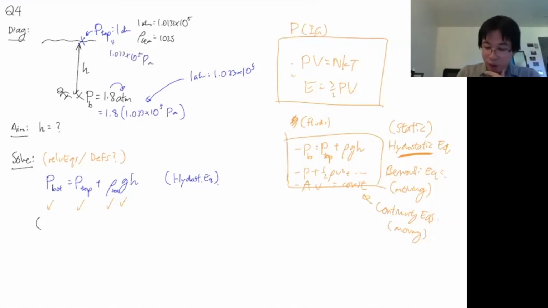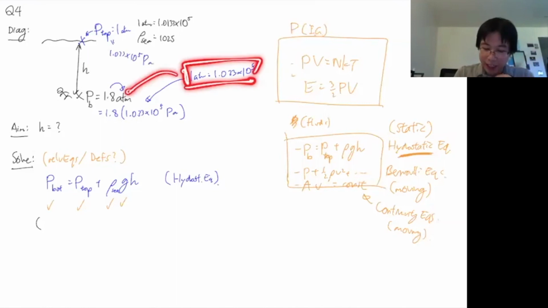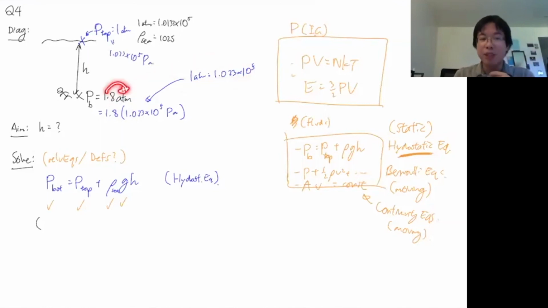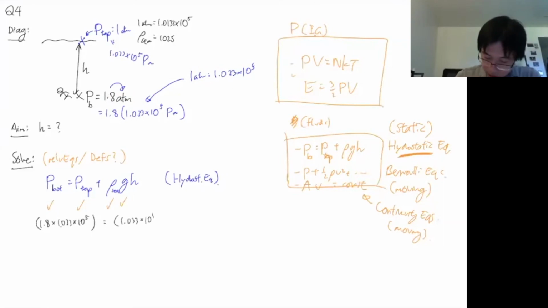That's my quick way of changing units. You don't have to do a lot of ratios and stuff. If 1 atm is equal to this, just take this and plug it in here, because this is 1.8 times 1 atm. So that's a pro tip for anyone who's comfortable with it, you can try to use this more efficiently. So the bottom is 1.8 times 1.033 times 10 to the power of 5, equals 1.033 times 10 to the power of 5 plus rho, 1.025, times 9.81 times h.